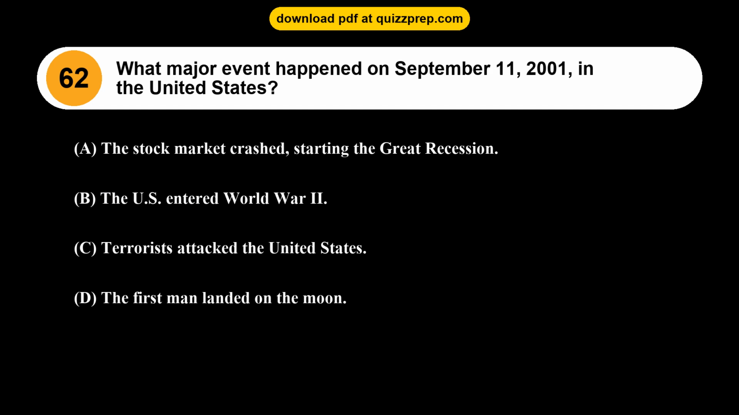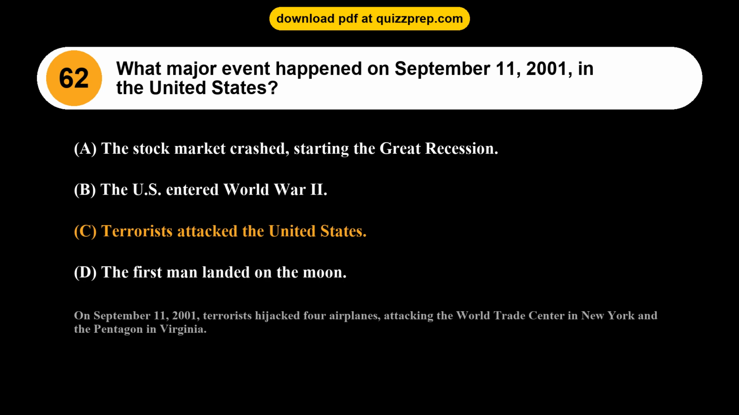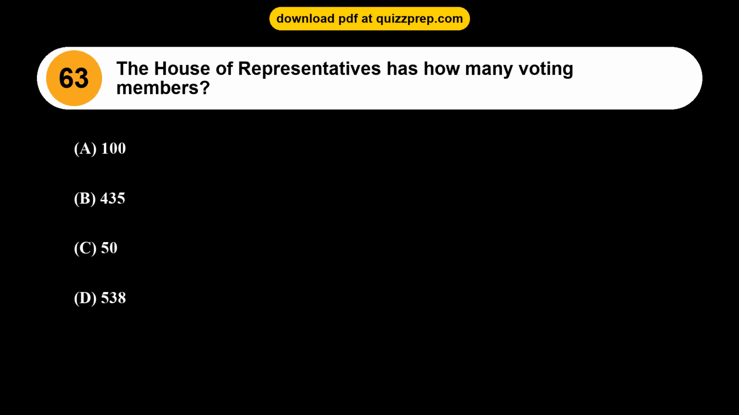Question 62. What major event happened on September 11, 2001, in the United States? Option A. The stock market crashed, starting the Great Recession. Option B. The U.S. entered World War II. Option C. Terrorists attacked the United States. Option D. The first man landed on the moon. The correct answer is option C. Terrorists attacked the United States. On September 11, 2001, terrorists hijacked 4 airplanes, attacking the World Trade Center in New York and the Pentagon in Virginia.